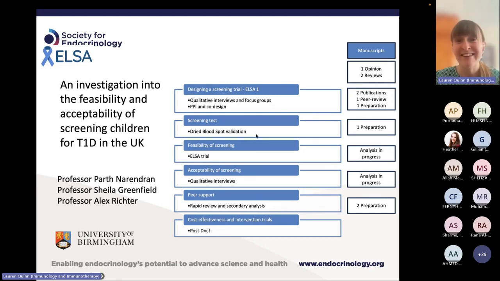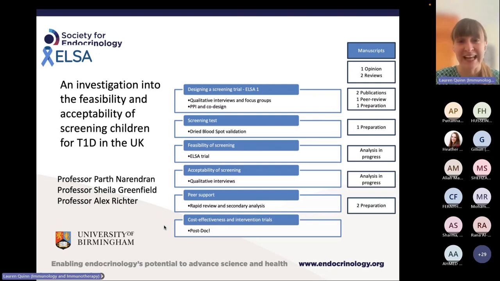And there was then the screening test. So how on earth do we screen people for autoantibodies? So we validated a dry blood spot, which is a finger prick onto a blood spot card. It can be done at home or in the community, posted back to us, we analyse it in the lab, and then we return the result to the family. So it's a quick, cheap, easy, very low failure rate screening test, which is exactly what you want. And this is what we've implemented into ELSA.